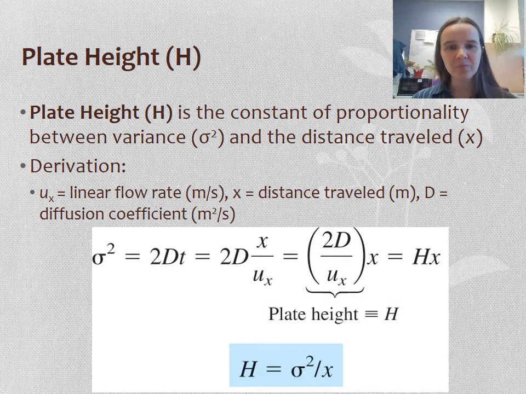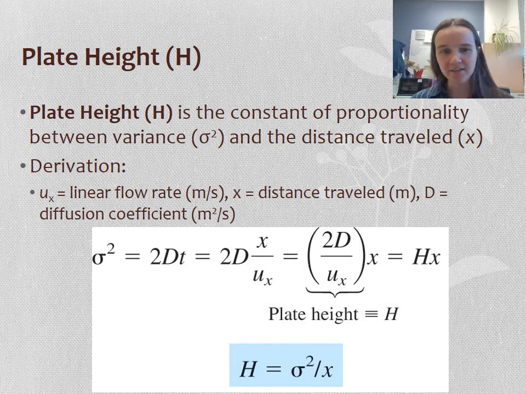So it's the proportionality between variance, which is our standard deviation squared, and the distance traveled. And ultimately in the blue box down there, that's what you want. Plate height equals standard deviation squared over x, where sigma is the width of the peak. We're kind of going with this Gaussian distribution over x, and x is the distance traveled. So this depends on the flow rate. We've got the linear flow rate. You've got the x squared equals 2Dt.